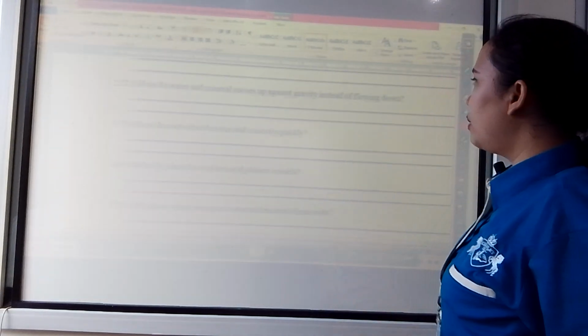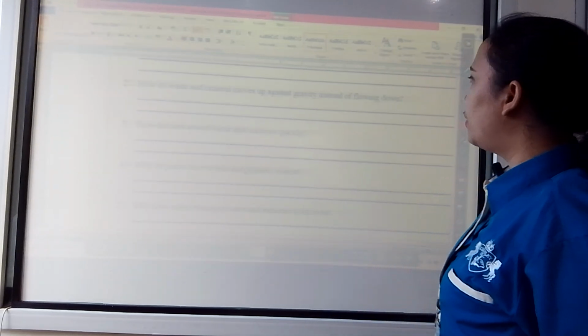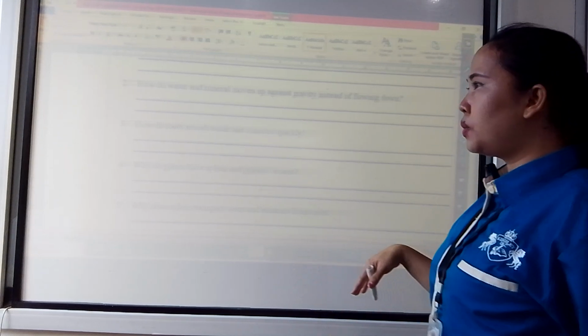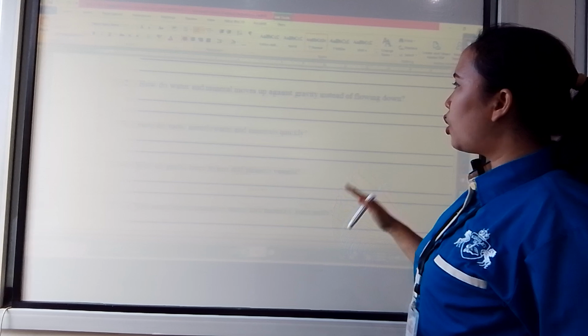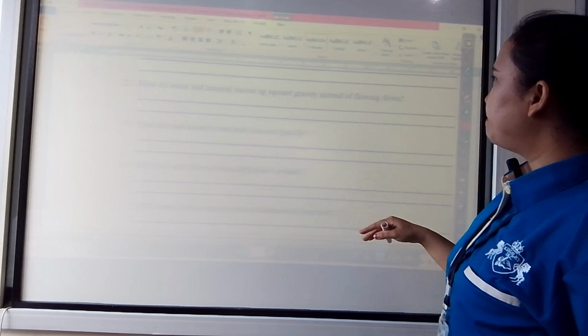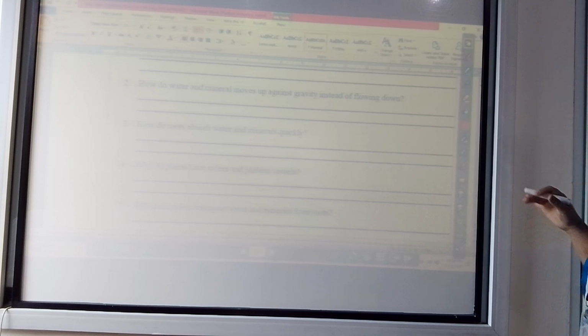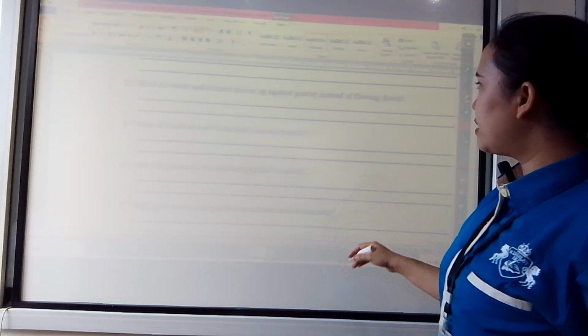How do the water and minerals move up against gravity instead of flowing down? It's because of the process called transpiration. It increases surface area for fast absorption.